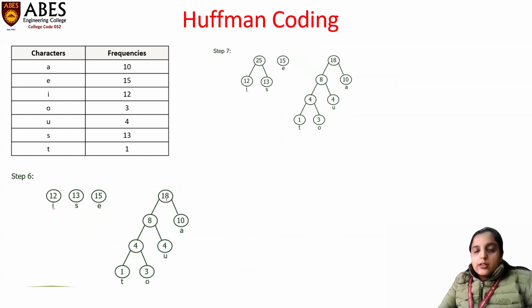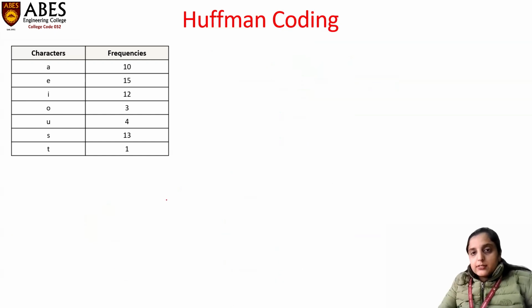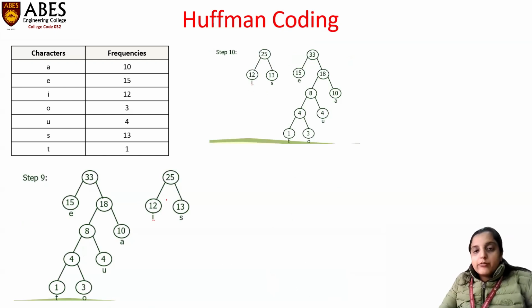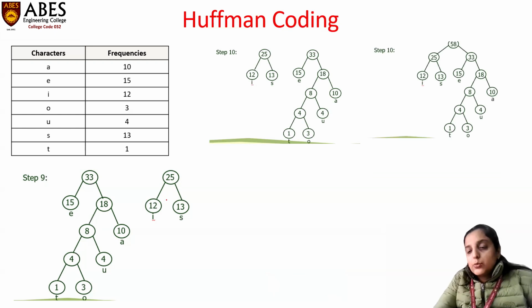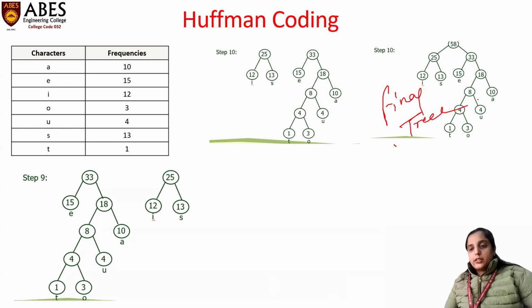Again, you are going to sort, and in the sorting, you are going to merge 15 and 18. After sorting, it will be like this, and then you will have this particular thing, and at last you're going to merge 25 with 33, and the final tree that you are going to get for this particular question is this. This is your final tree that you are going to get at last. Now, let's move to the question.